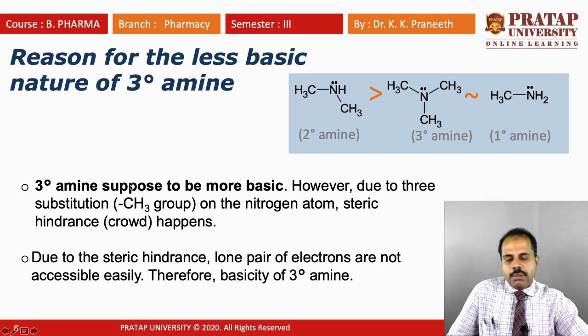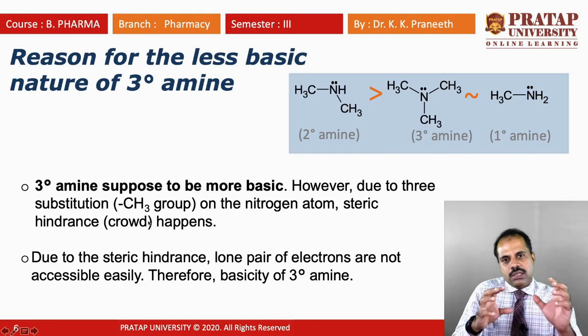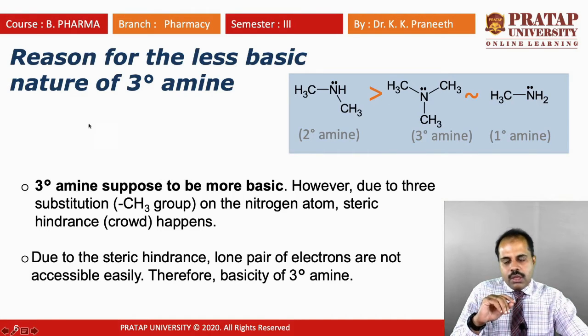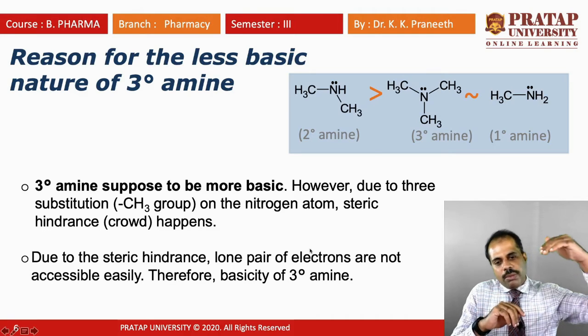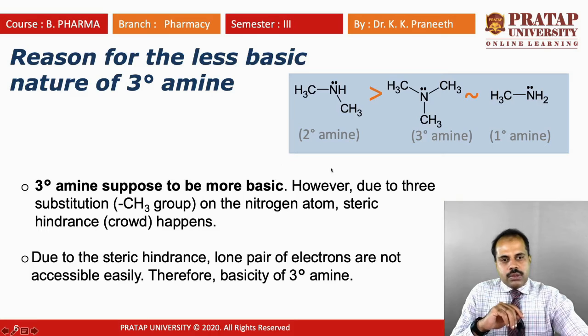That's why the tertiary amine is supposed to be more basic. That is true. However, due to the 3 substitution CH3 groups on the nitrogen atom, steric hindrance happens. Steric hindrance means crowdedness. And due to this steric hindrance, the lone pair of electrons is not accessible easily. So this is an important point you have to remember. This electron pair cannot be donated easily because of these 3 CH3 groups. Therefore, the basicity of the amine is decreased, a decrease compared to the secondary amine. This is the important point.